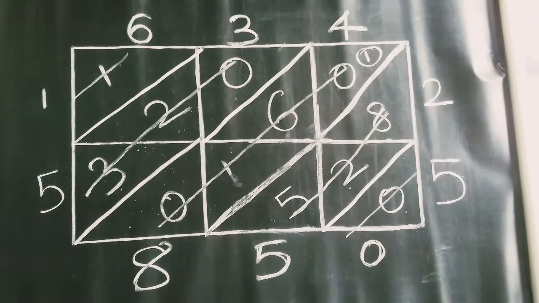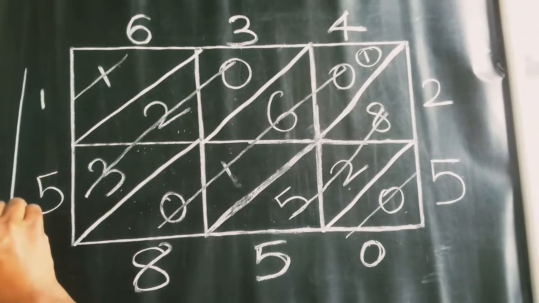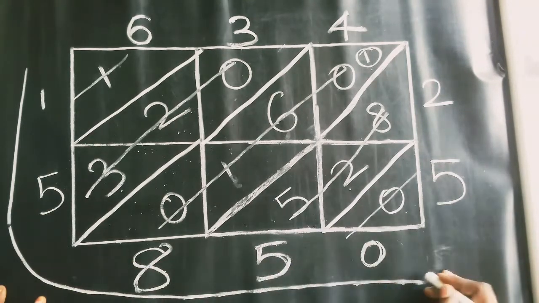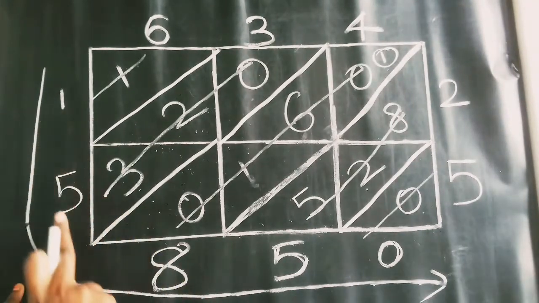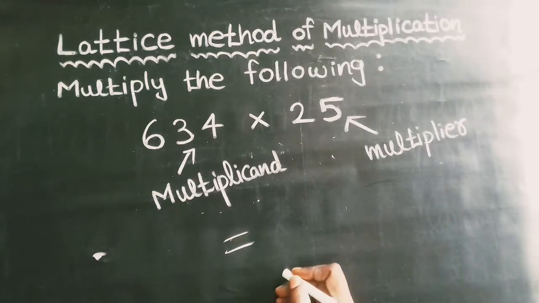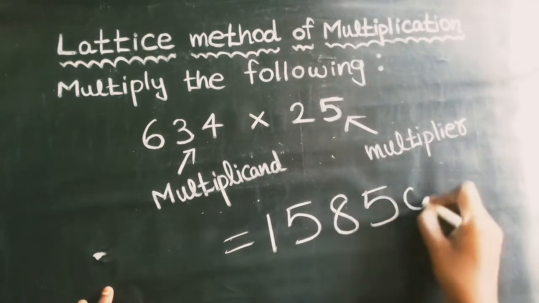In order to find the answer, read the digits starting down the left of the grid. This is the left of the grid, and continue across the bottom. So the answer is 1, 5, 8, 5, 0.